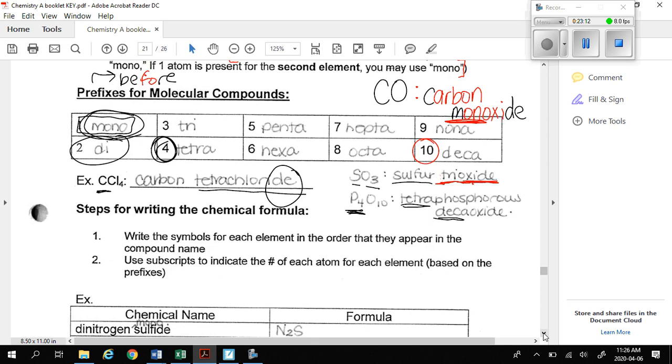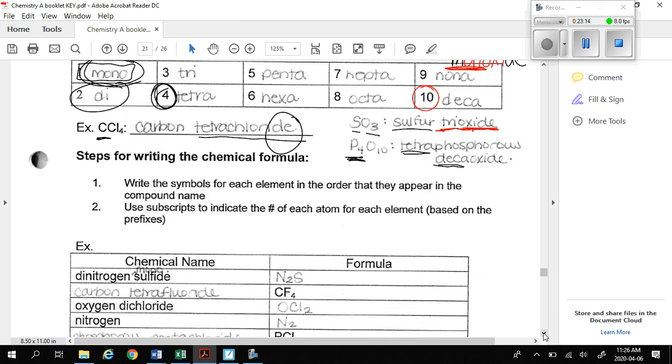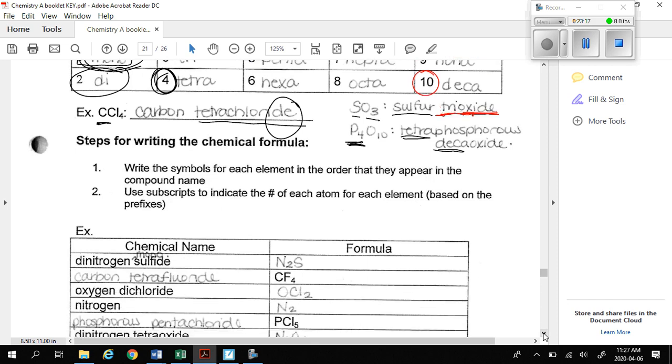So chemical name, I had to add in, I don't know if I changed it in your notes, it says dinitrogen sulfide. If you can't read it here, it says monosulfide. So it should be dinitrogen monosulfide. So dinitrogen means 2 nitrogens, so N2S, and again, monosulfide means 1 sulfur, so you don't need to put the 1 there.